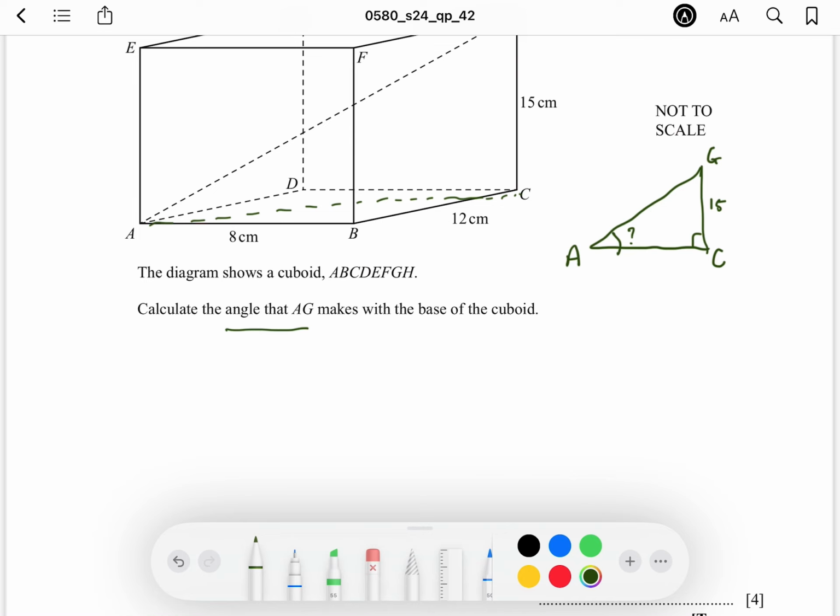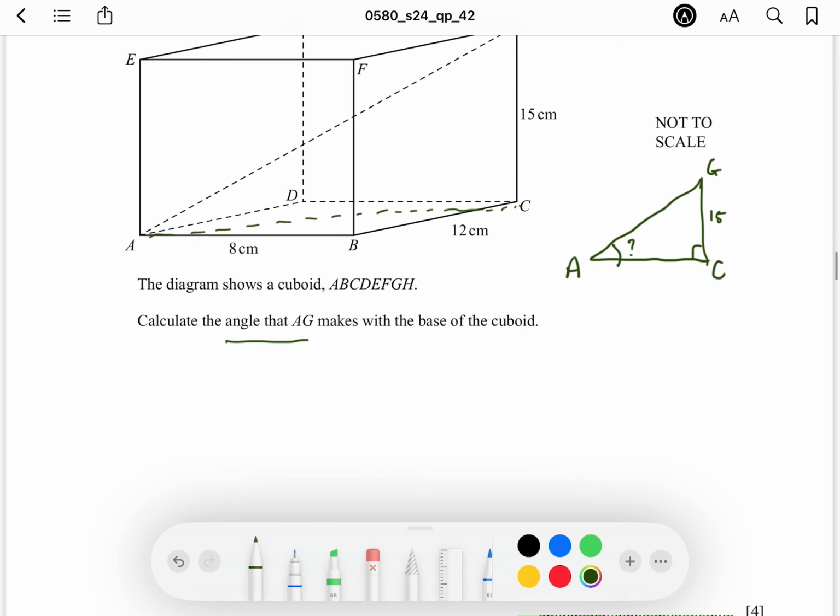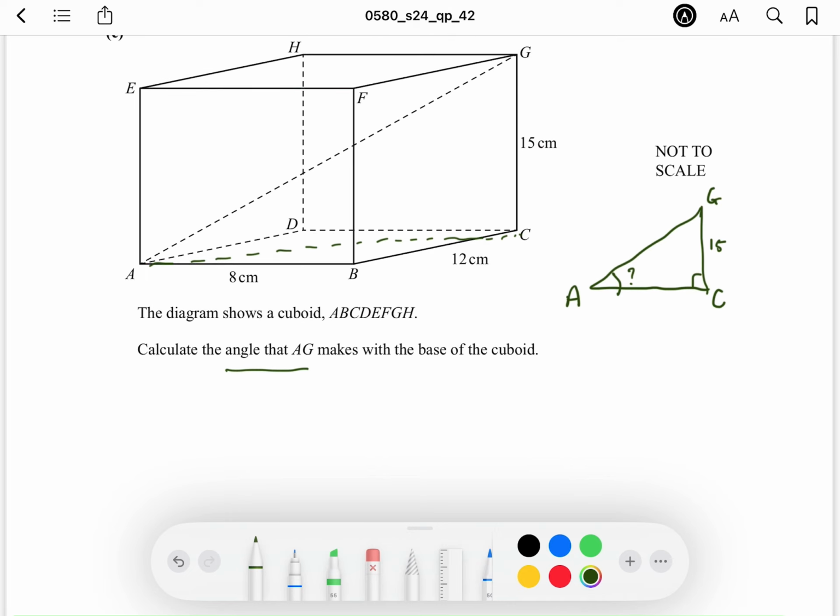Pythagoras or SOH CAH TOA? SOH CAH TOA, because we're finding angle. Indah dapat pakai Pythagoras theorem. So, pakai SOH CAH TOA. Tapi, in order for you to use SOH CAH TOA, you need to have at least how many sides? 2. You only have 1. Which one do you think is feasible for you to find the length first?